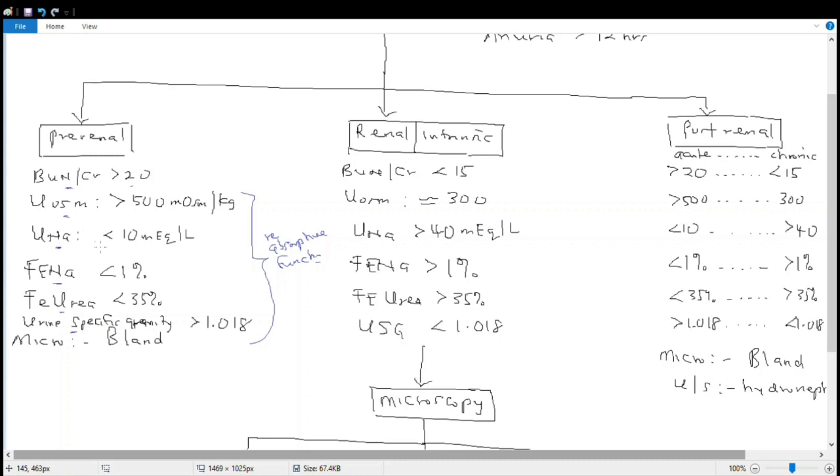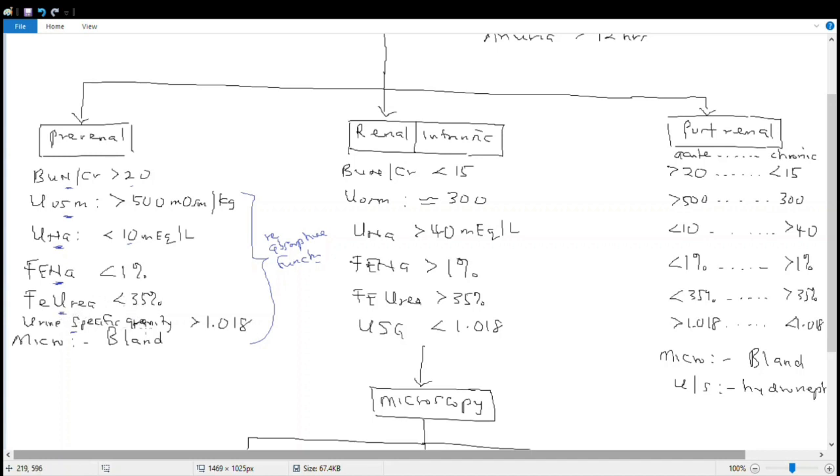So most of the sodium that has been filtered is going to be reabsorbed, and that's why the urine is going to be concentrated. Osmolarity will be greater than 500. Urine sodium is going to be less than 10 because most of the sodium will be reabsorbed back into the blood to maintain the blood volume. Fractional excretion of sodium is going to be less than 1% for the same reason, because of increased sodium reabsorption. 99% of the filtered sodium is going to be reabsorbed.